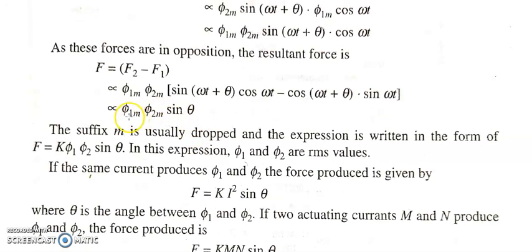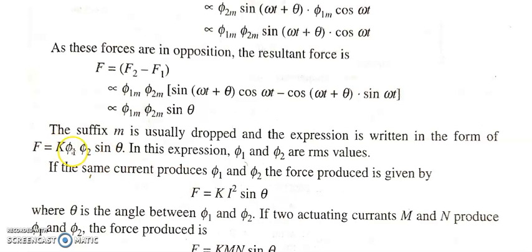If you want to remove this suffix m, you can remove it while writing the expression. So K is what? The constant of proportionality, that is K. If I want to replace the proportional sign, F is equal to K phi 1 phi 2 sin theta, where phi 1 and phi 2 are the RMS quantities or values.